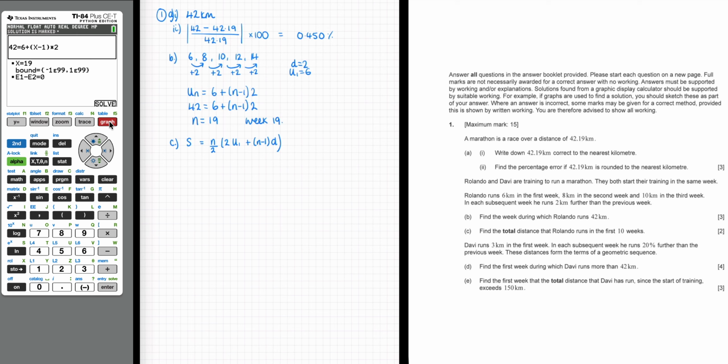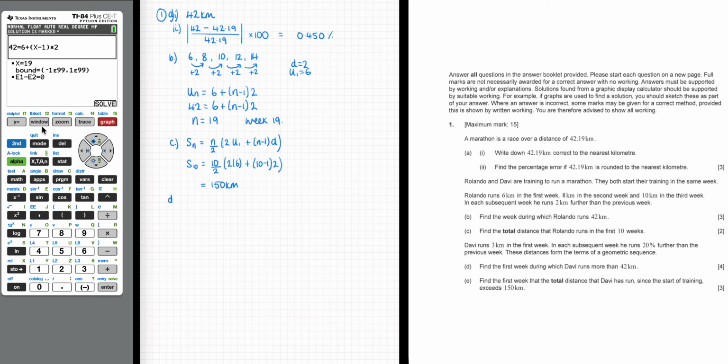I should put this as n. There we go. So to do it for the first 10 terms for this particular sequence, it's 10 over 2, and then it's 2 times the first term, which was 6, plus 10 minus 1 lots of the difference. And again, I'm just going to type that into my calculator to work out the final answer. And if I did that, I would get an answer of 150 kilometers.